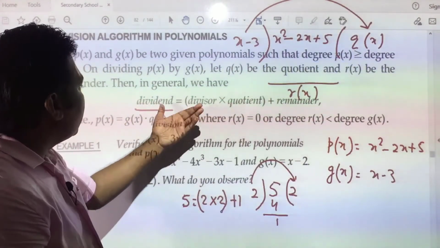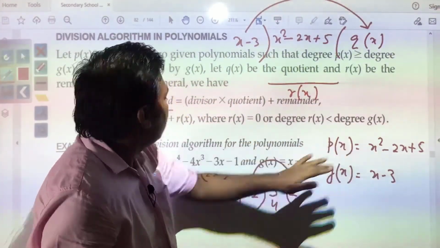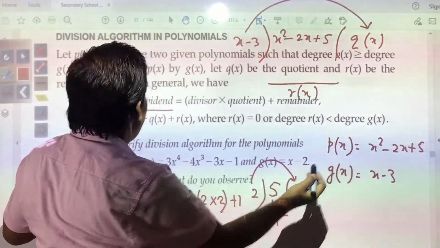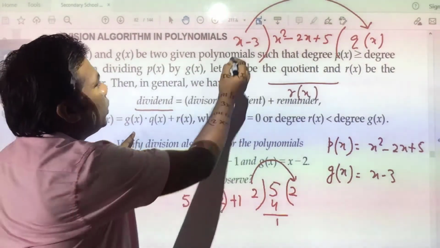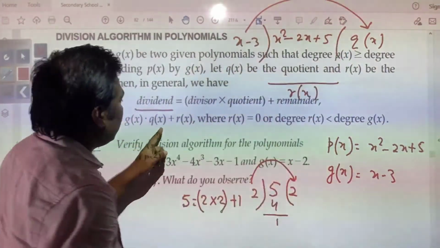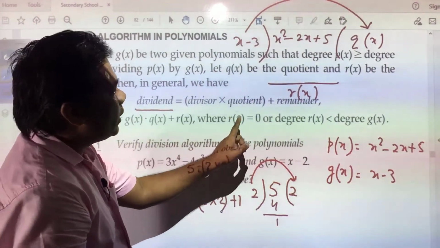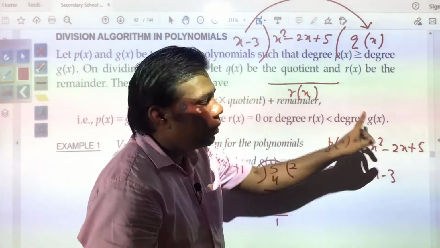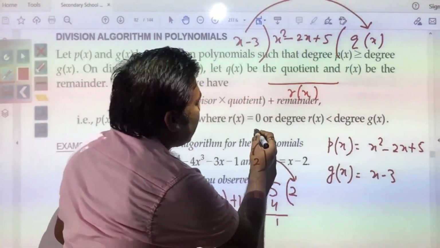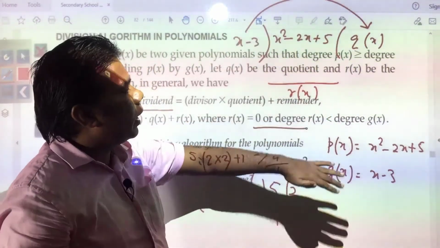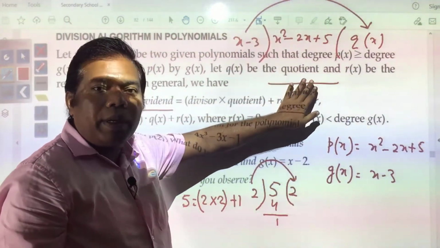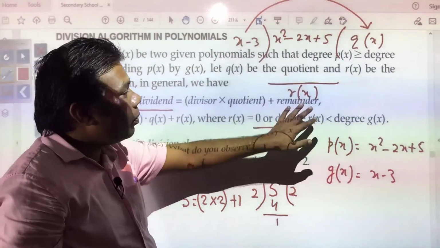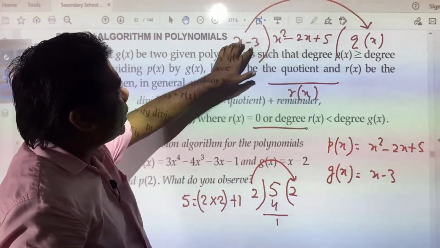If you write this in this form, you will have P(x) is equal to G(x) into Q(x) plus R(x), where R(x) is equal to 0 or the degree of R(x) is lesser than the degree of G(x). You need to remember this. In division, either you get 0 as the remainder, or you get a remainder that must be lesser than the divisor.